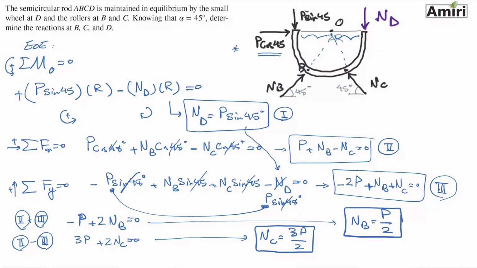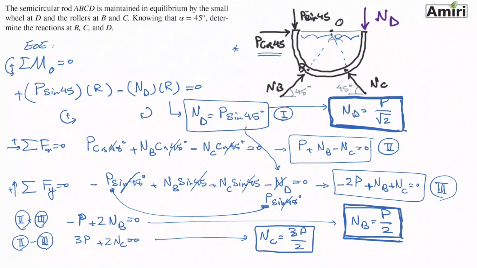And ND, I've already found it right here. ND equals P sine 45. If I want to do that, I can just say ND equals P over square root of 2. So these are my three forces. So if P is known, 20 pounds or 20 newtons or 100 pounds or 100 newtons, I can find the other 3 reactions in this problem. Thank you very much.